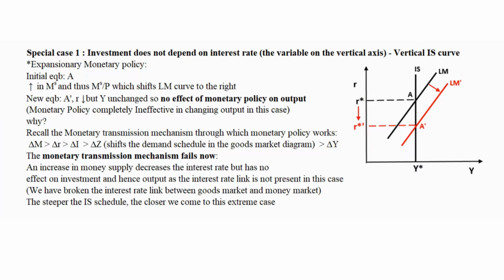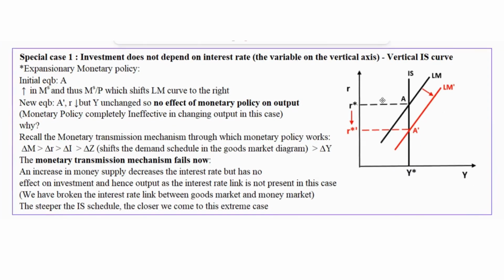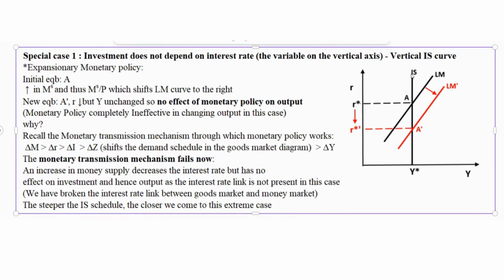So let's start with expansionary monetary policy. Let's say the initial equilibrium as shown is point A at the intersection of our LM curve and our vertical IS curve. And now an expansionary monetary policy is implemented through an increase in nominal money supply, and thus obviously real money supply for a given price level, which shifts our LM curve to the right from LM to LM prime. As we can see, the new equilibrium is at A prime at the intersection of the new LM curve and unchanged IS curve.